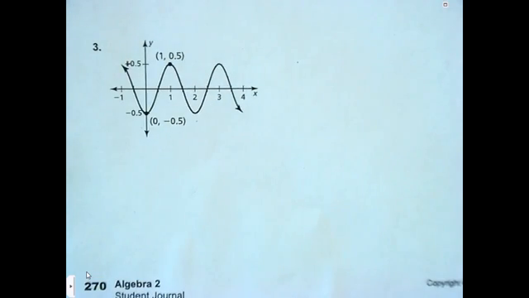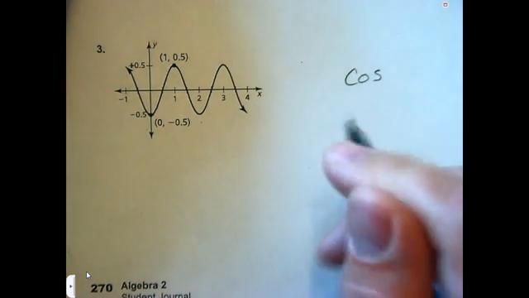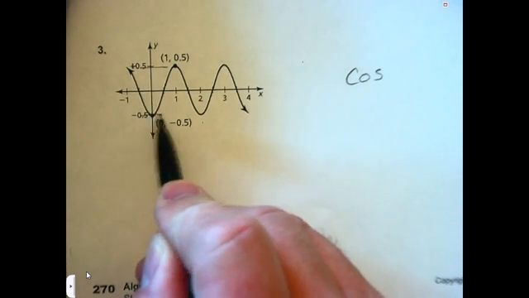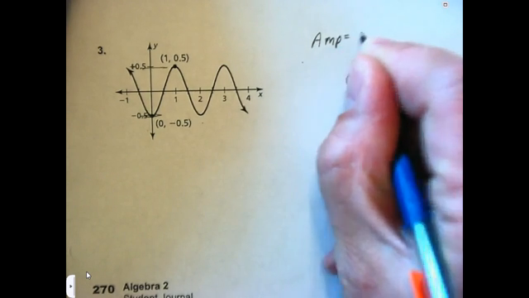How many are using the sine function this time? How many are using cosine? Yes, I'd use cosine as well. Okay. How many of you have an amplitude down? What is the amplitude? AMP equals?